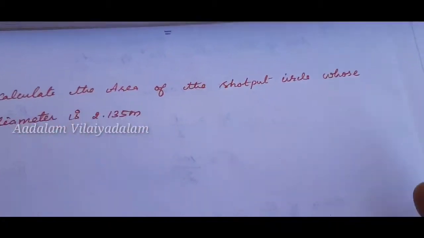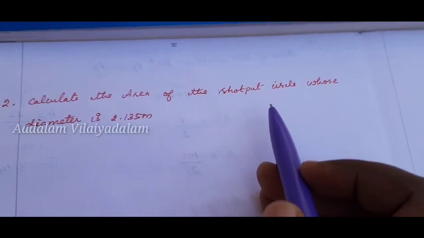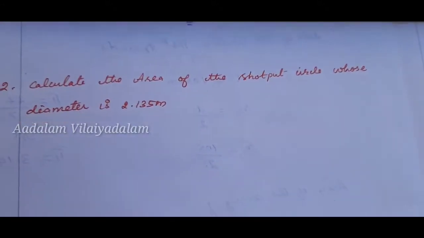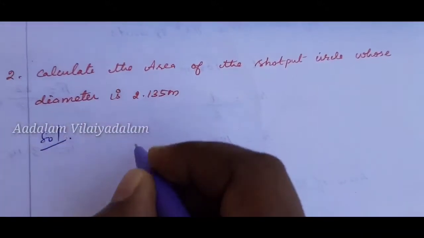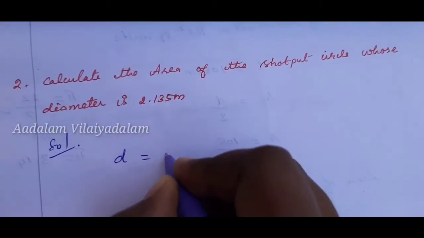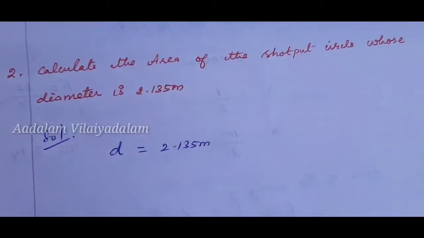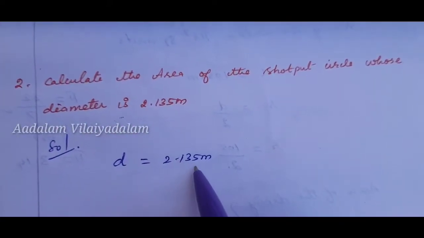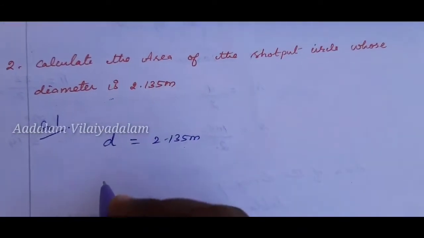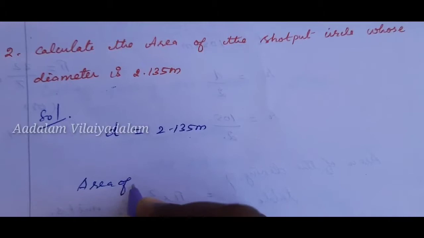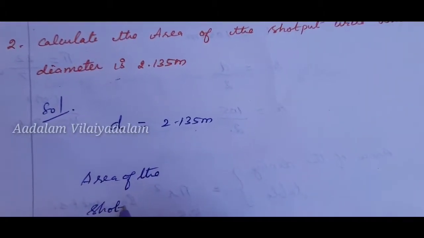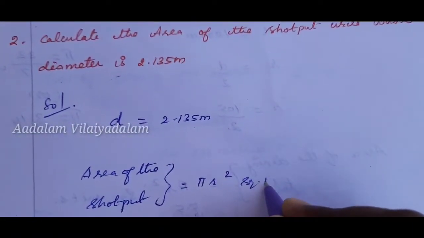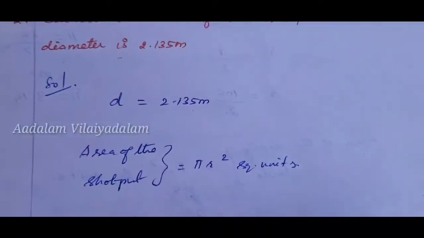Now the second question is, calculate the area of the shot put circle whose diameter is 2.135 meter. Now we can write the solution and write the given diameter d equal to 2.135 meter. In the book they have given the radius, but change it to a diameter of 2.135 meter. Now the formula is area of the shot put equal to pi r squared square units, isn't it? The unit is given in meter.